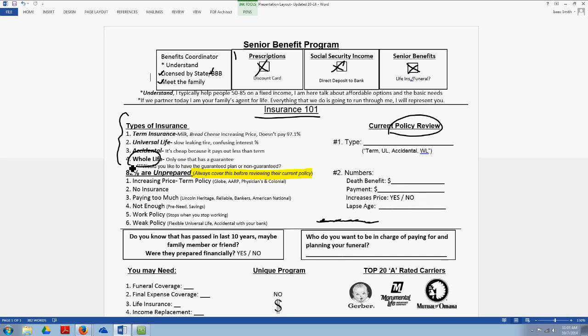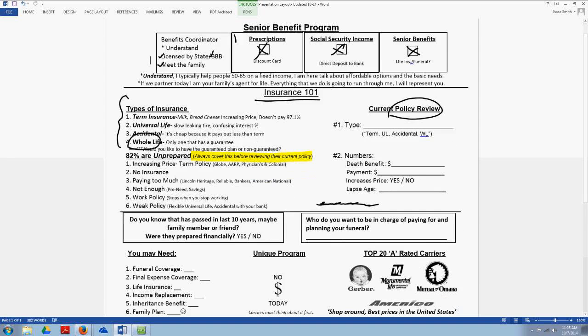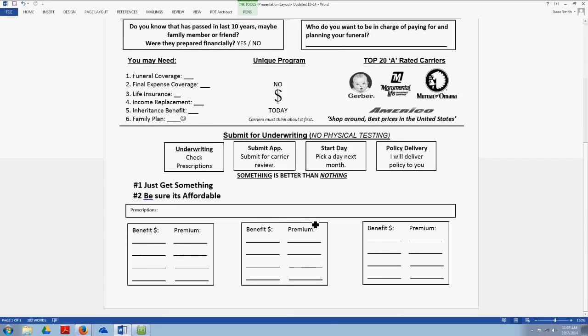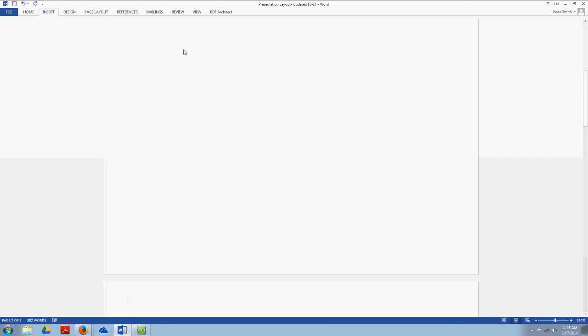So how these policies work, okay, and what I'll do is I'll flip the page over. Let me show you. I'll go ahead and insert a new page real fast. Okay. I'll do something like this on the back. I'll flip that document over and I'll draw something like this. Okay. So how these term policies work, they start a little bit like this.